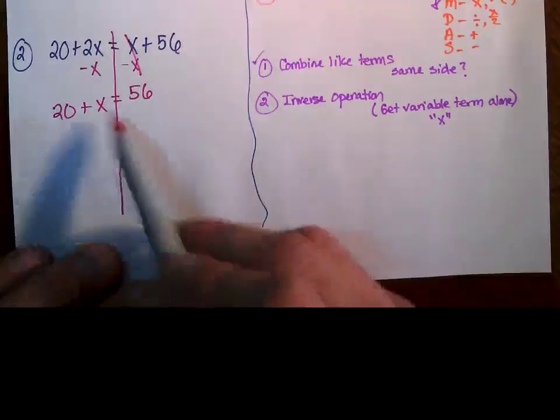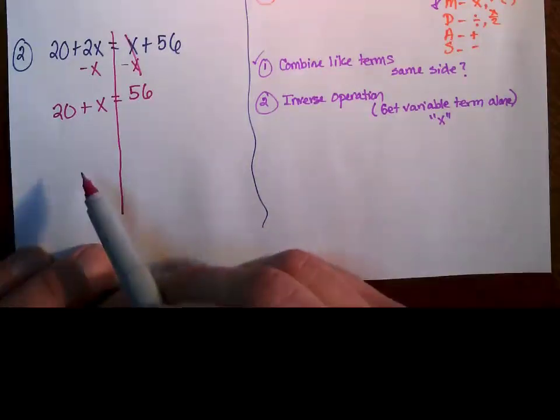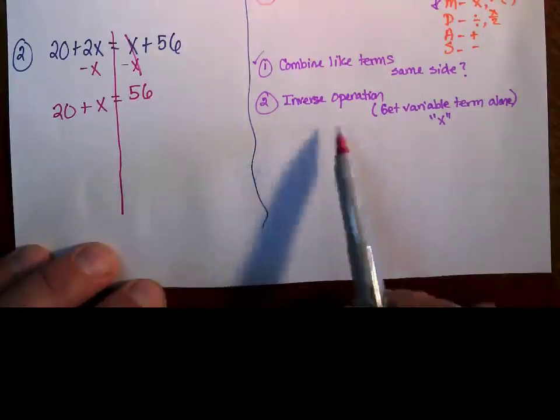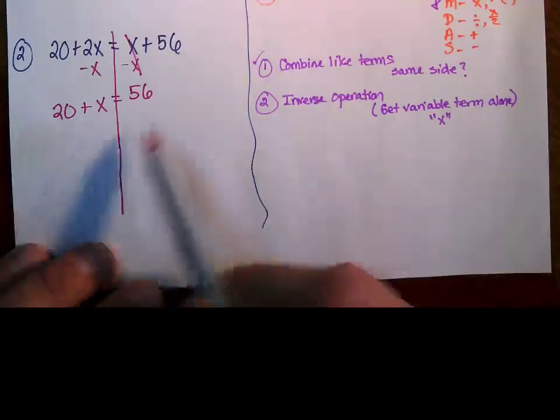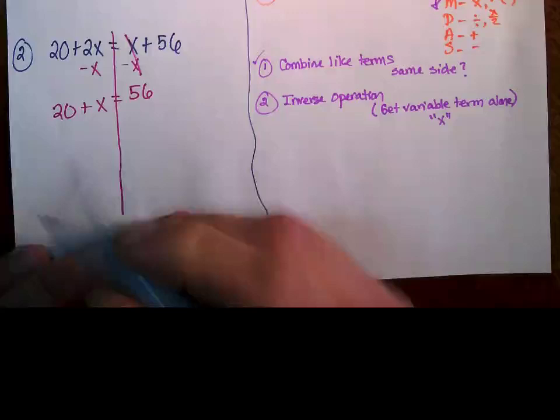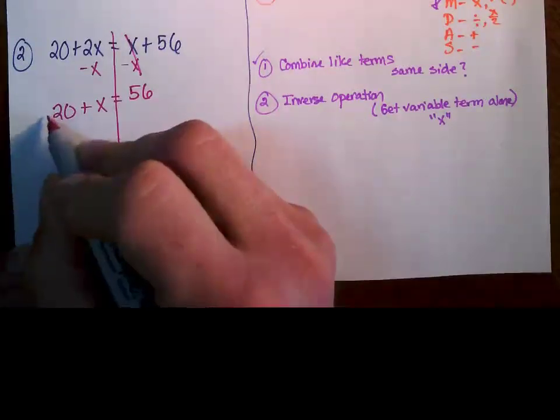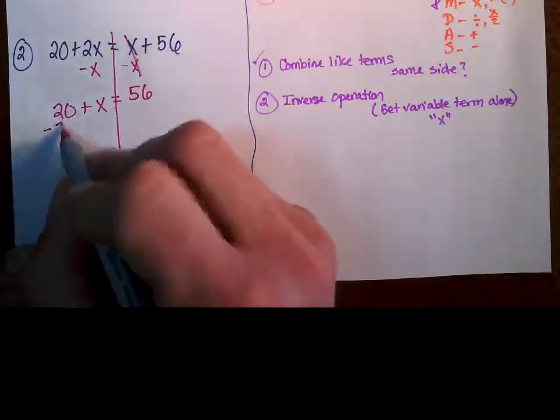The x needs to remain alone. So, once again, we are still on step 2. We need to do inverse operations, okay? We need to get the constant term over with the 56 because those are like terms. So the only way to do that is we have an addition here. It's a positive 20. So the only way to get rid of it is to subtract it.